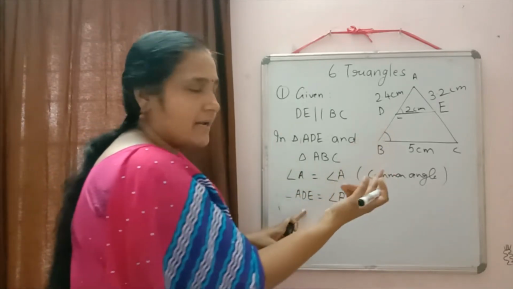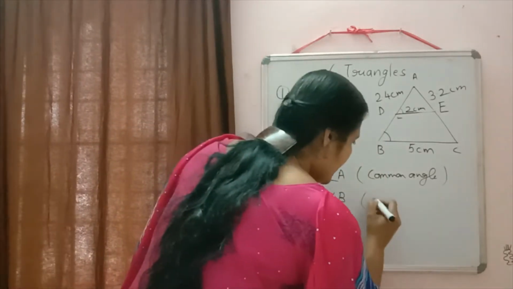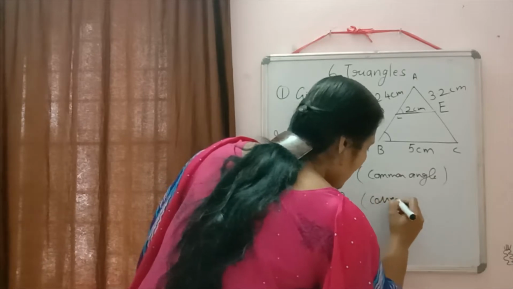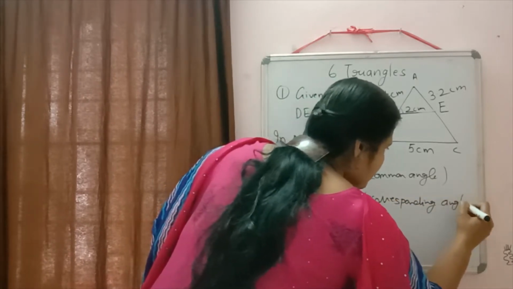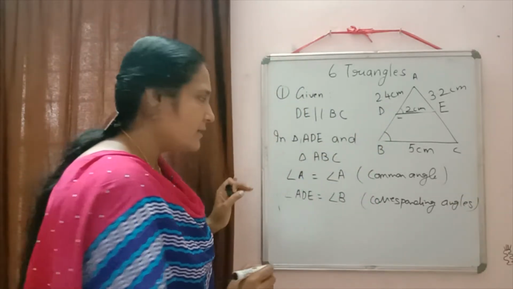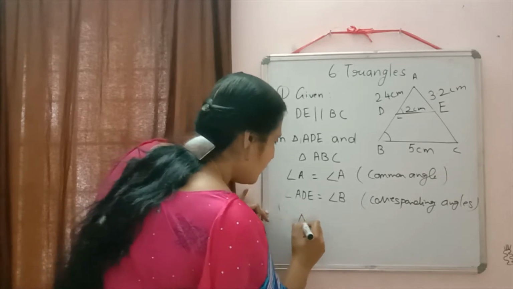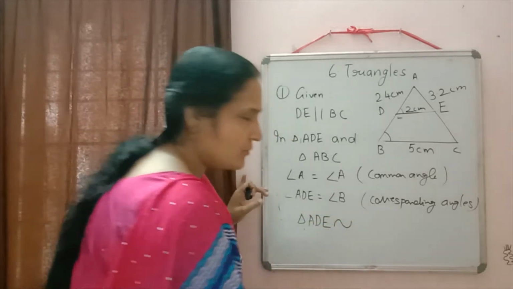But here only one angle is there. That's why angle B is only NF. So here the reason will be equal to corresponding angles. Just write down the reason: corresponding angles. So we got two equal angles in these two triangles. So write down there, therefore, triangle ADE similar to triangle.